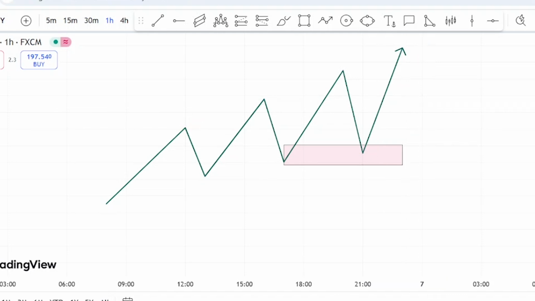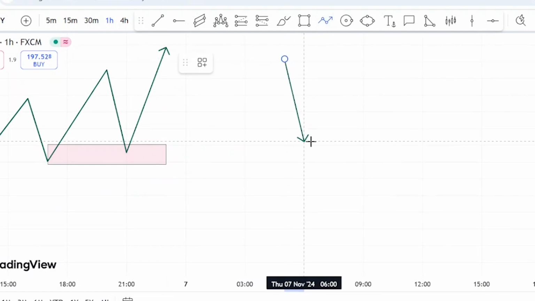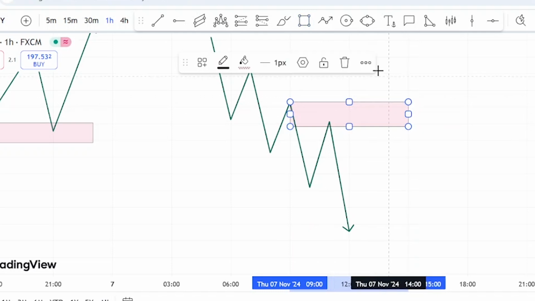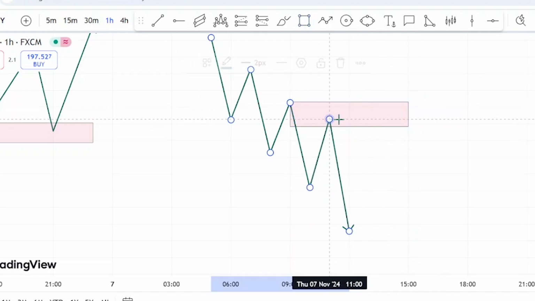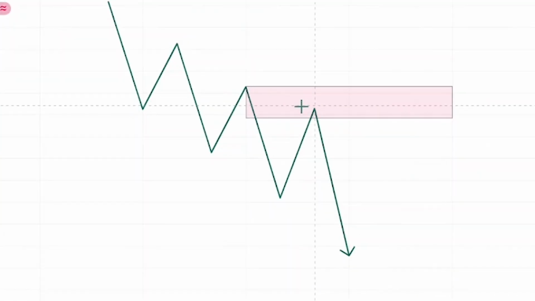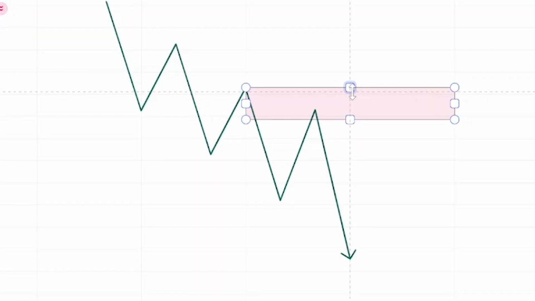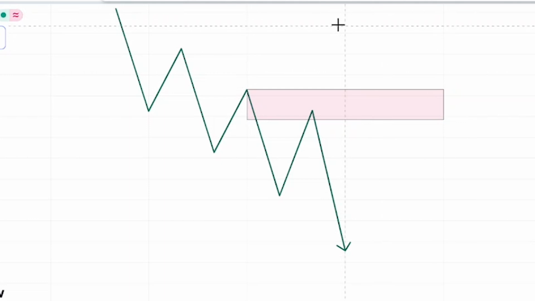Even from the uptrend to the downtrend, you wait at the areas of lower highs. From a lower high, you are selling with the confirmation of candlestick patterns. Any type of candlestick pattern: bearish engulfing, bearish harami, or a shooting star.